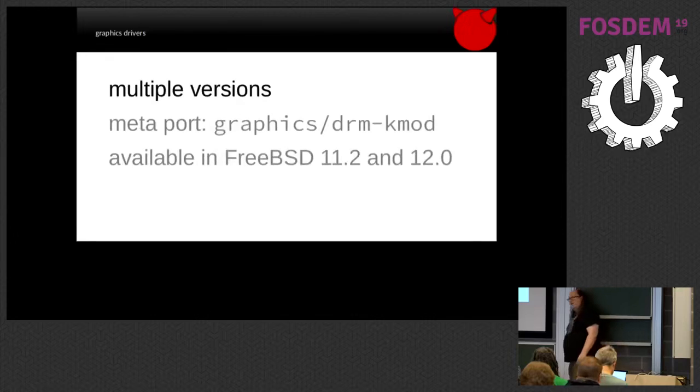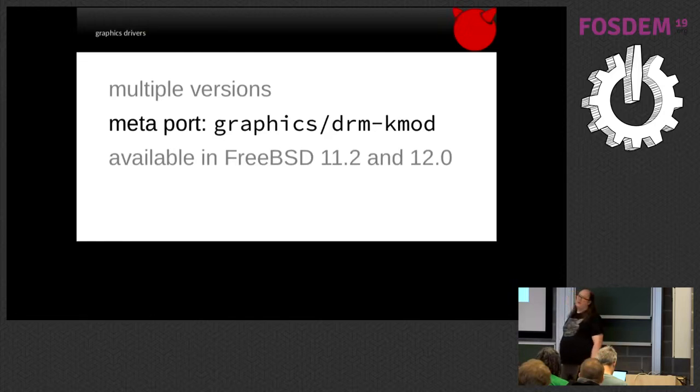So the new graphics drivers imports. We have multiple versions because different versions of FreeBSD have different support in the LKPI for different drivers. That's basically it. In short, use the meta port. That will select hopefully the correct driver for your version of FreeBSD and your FreeBSD architecture.